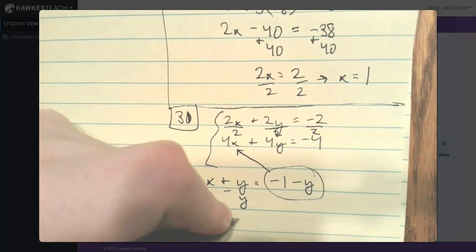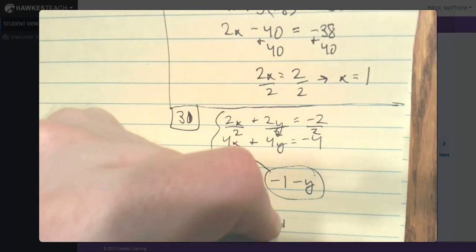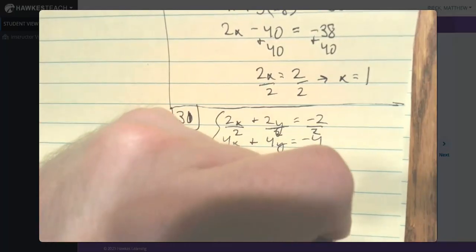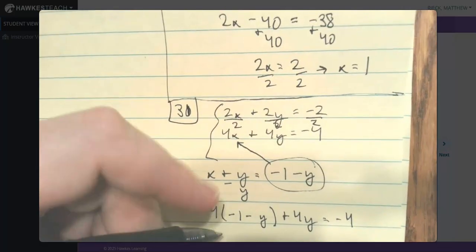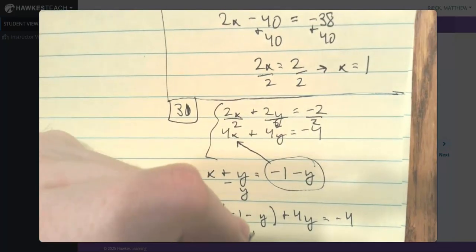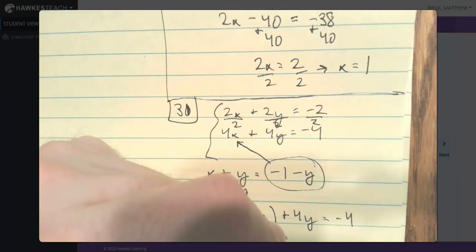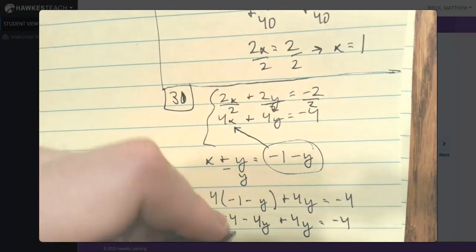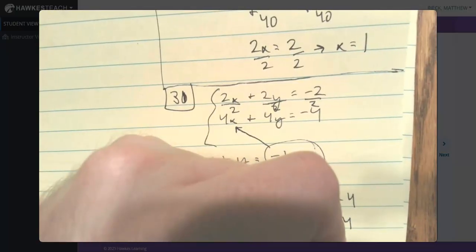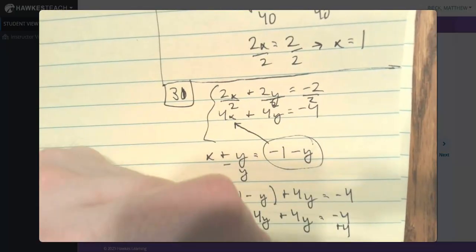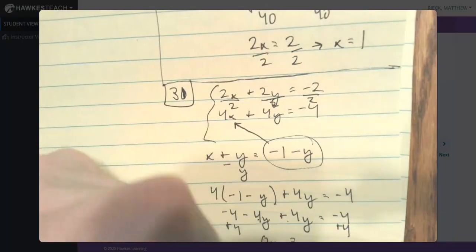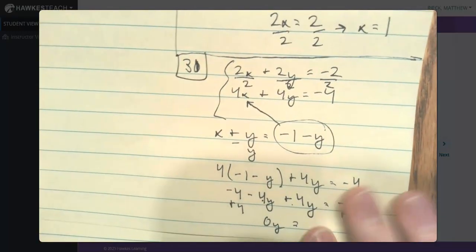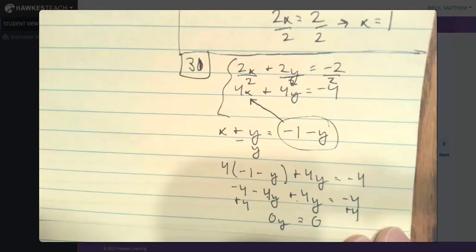So you have 4 times -1 minus y plus 4y equals -4. So we have -4 minus 4y plus 4y equals -4. So you can add a 4 to each side. So you end up with 0y, because -4 plus 4 gets me 0. So you end up with 0y equals 0.